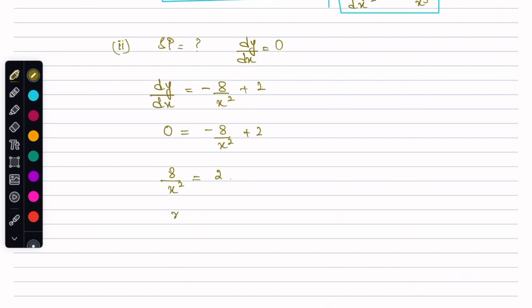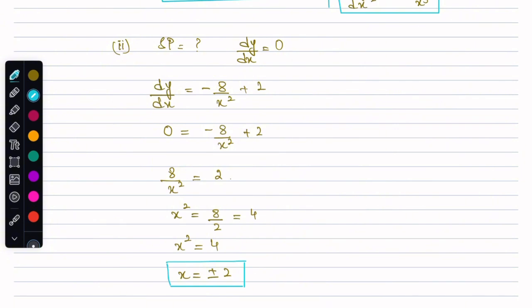Solving it further, x² is equal to 8 divided by 2, which gives me 4. x² equals 4, therefore x can be equal to positive and negative 2 here. So here I can see that I am getting two values of x, two x coordinates. That means that there are going to be two stationary points for the given curve here.